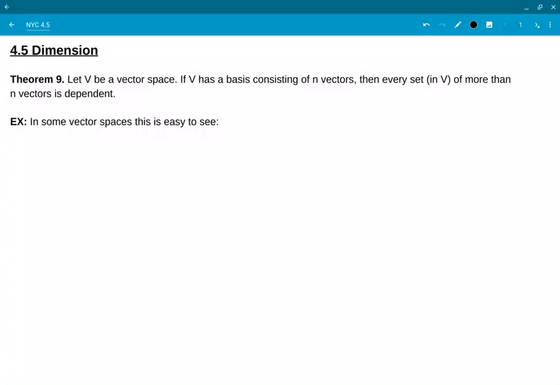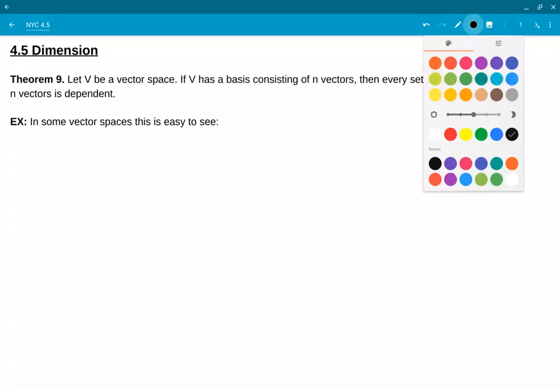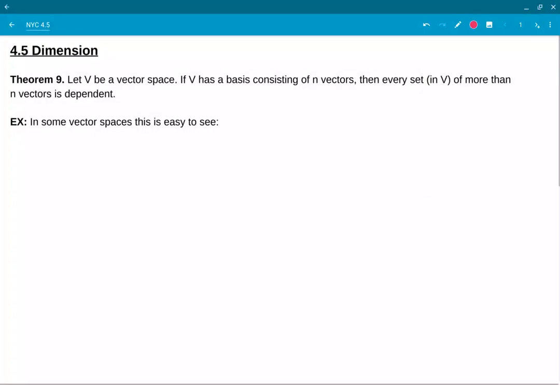Dimension. So what is the dimension of a vector space? Something like R4. You probably have an idea of what the dimension of that is. Dimension in the usual sense.